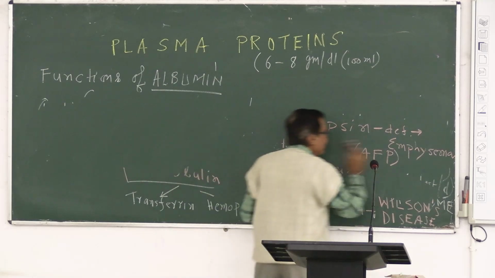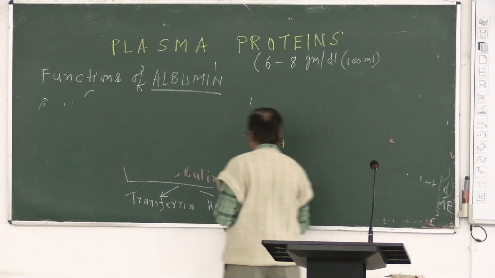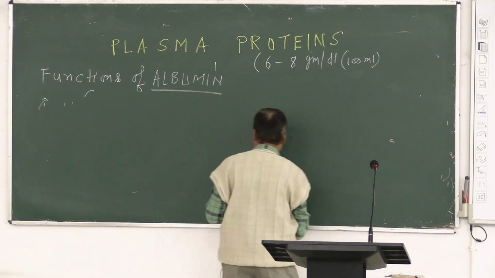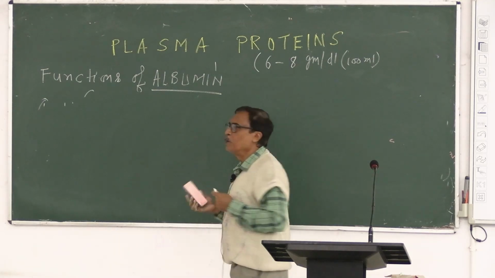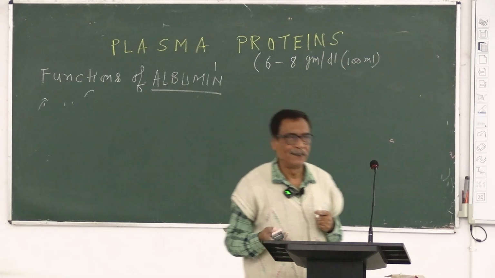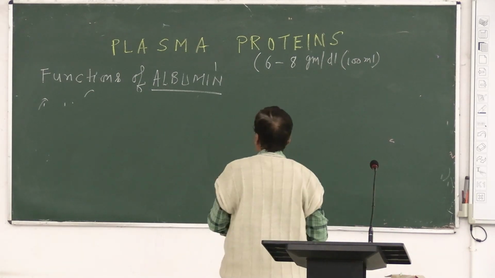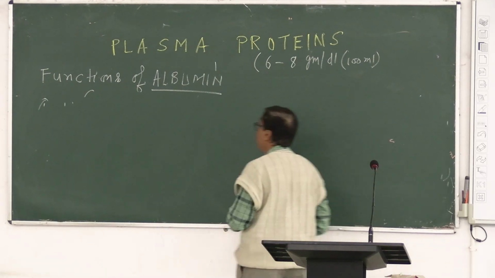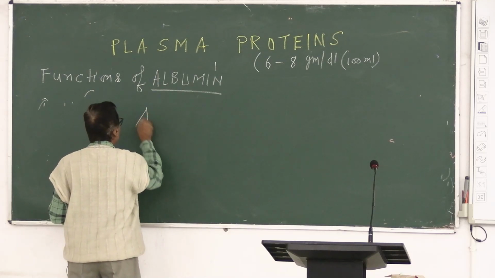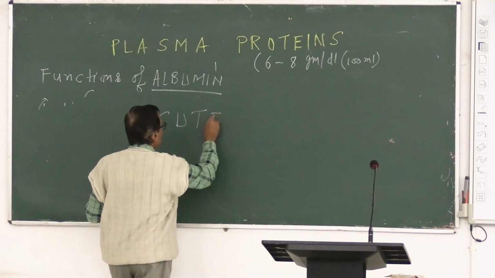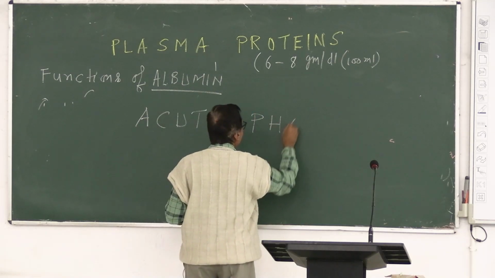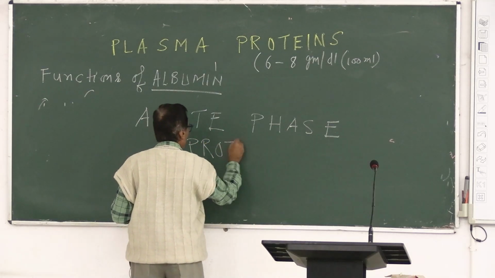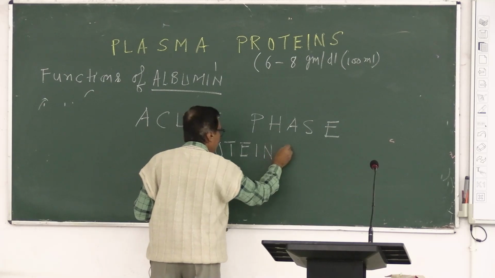Prominent examples and classifications of the plasma proteins. I have described major functions of the proteins, particularly albumin, and the major function of the specific proteins I have mentioned. Next, I will finish with acute phase reactants, which clinicians use very often. Acute phase proteins, what is this? Some call them acute phase reactants.